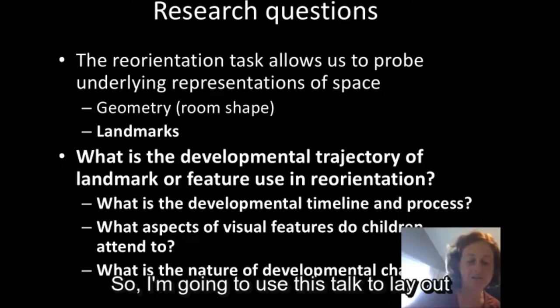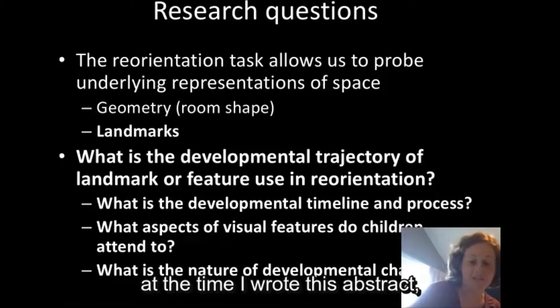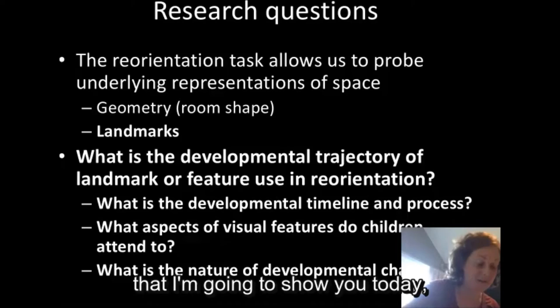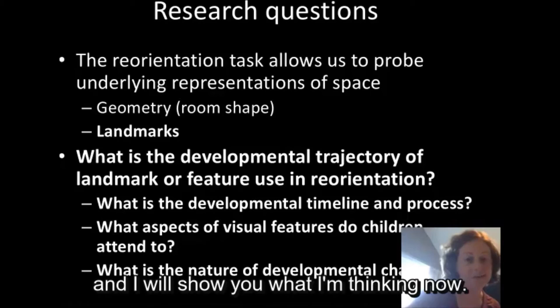So I'm going to use this talk to lay out what I think are some hints. The hypothesis that I was attached to at the time I wrote this abstract, that I've been attached to for a long time, as a result of the findings that I'm going to show you today, I think I'm starting to abandon, and I will show you what I'm thinking.